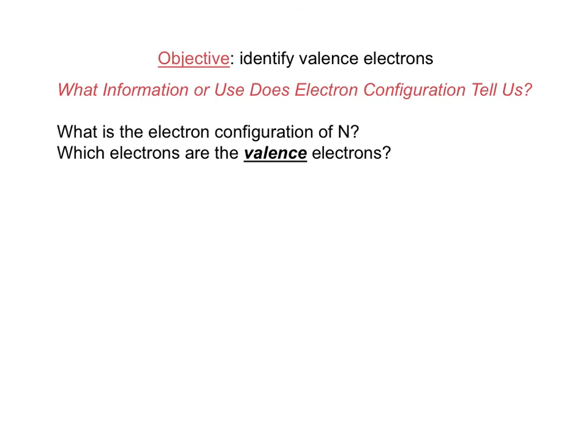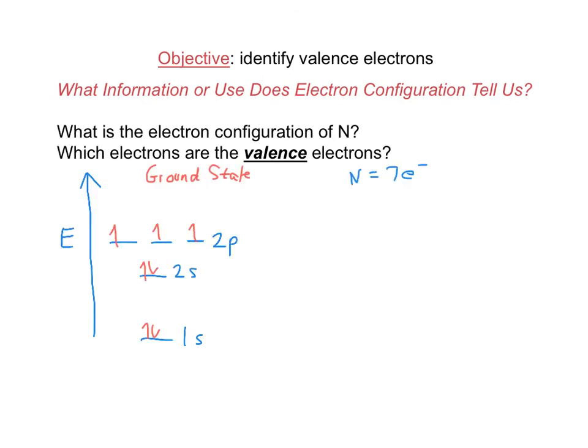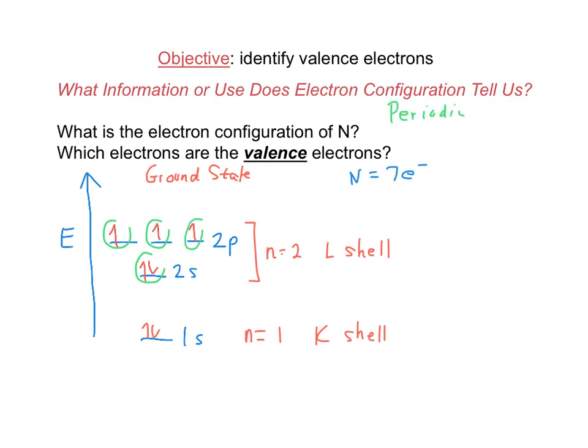So stop the video and answer these questions. And the answers are: the n quantum number tells us about the shell. Note that the L shell is partially filled, so those 5 electrons are the valence electrons. A look at the periodic table also tells us about the number of valence electrons. Nitrogen is a group 5 element, so there are 5 valence electrons.